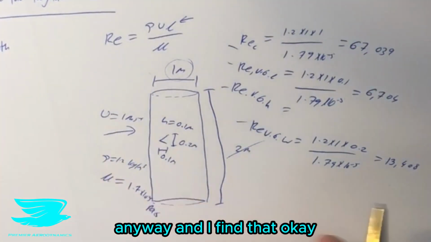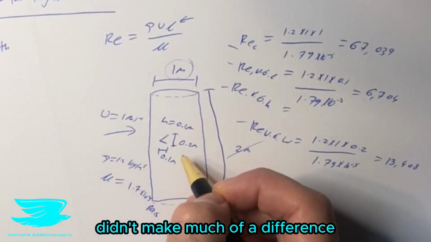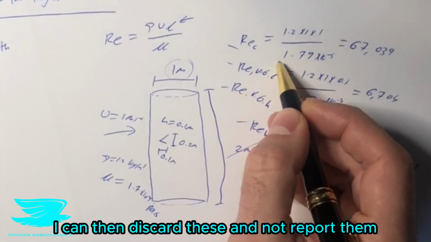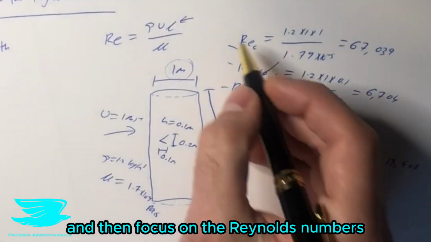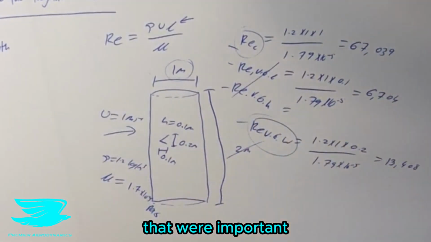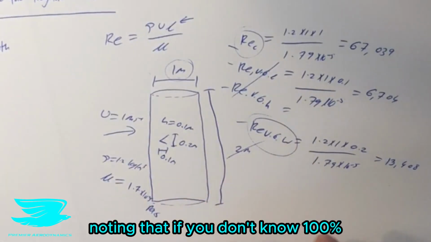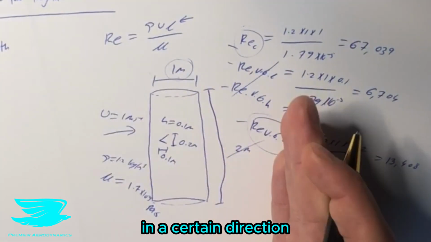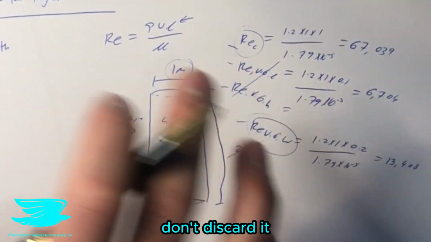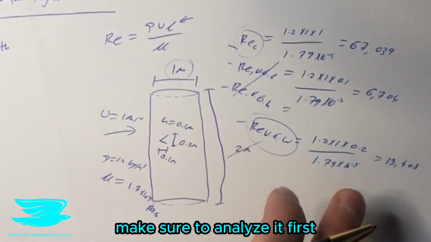And if I find that, let's say, the height and length didn't make much of a difference to the flow, I can then discard these and not report them, say they were superfluous to needs, and then focus on the Reynolds numbers that were important. The important point is noting that if you don't know 100% that a particular Reynolds number in a certain direction is not going to affect the flow, don't discard it. Make sure to analyze it first and then report on it.